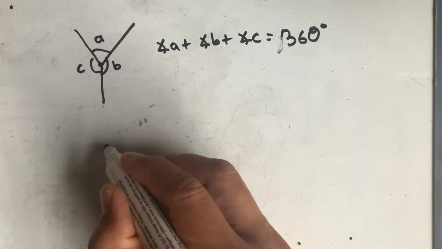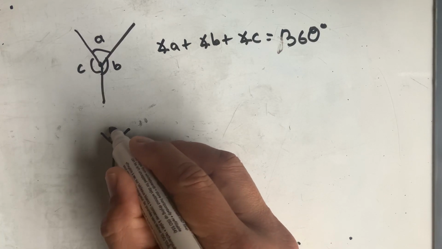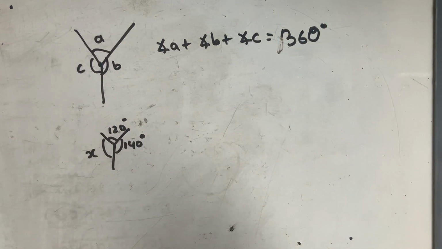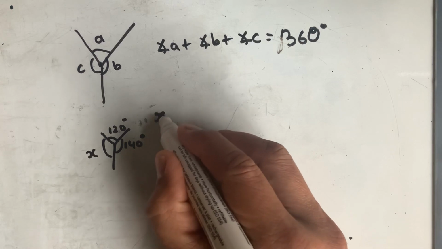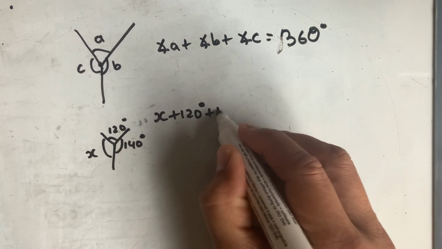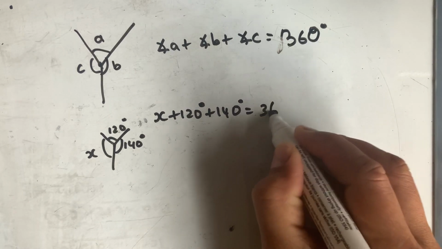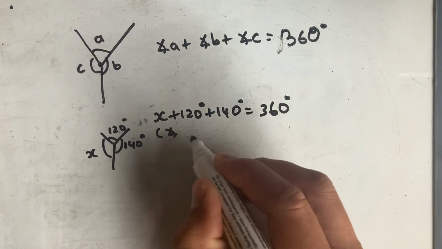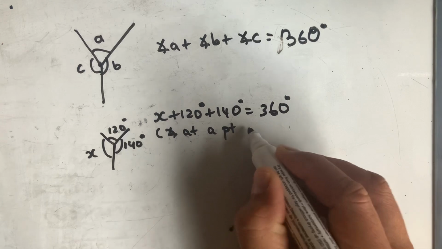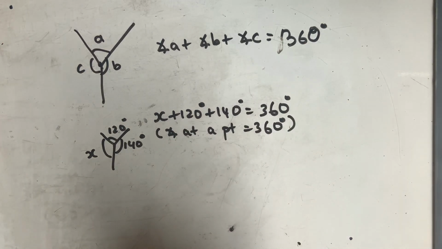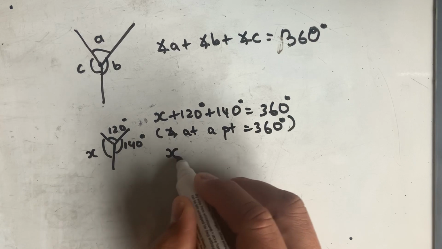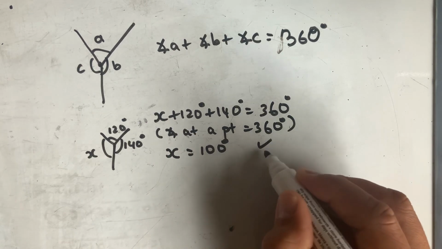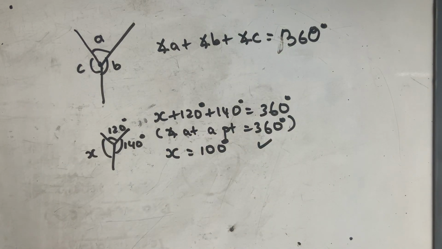So, for example, if you have 120 degrees, 140 degrees, and you are required to find angle X, the working required is X plus 120 plus 140, they must add up to 360 degrees. Then you have to put in the theorem. The theorem is angle at a point add up to 360. Then using your algebra, X equals 100 degrees, and that will give you a correct answer in the exam.